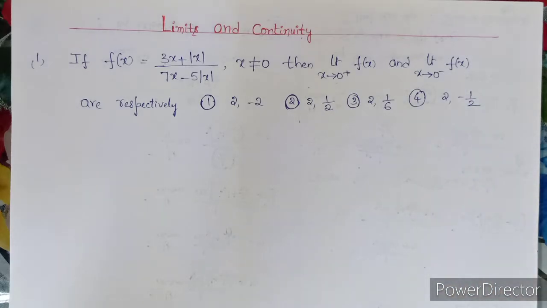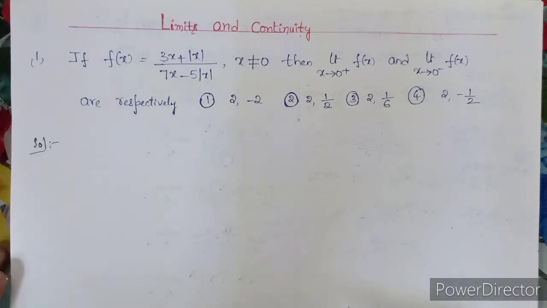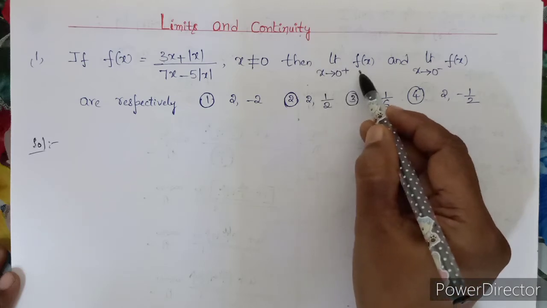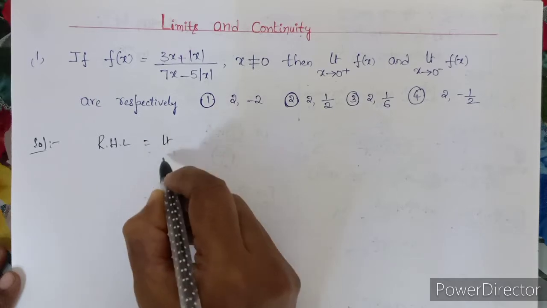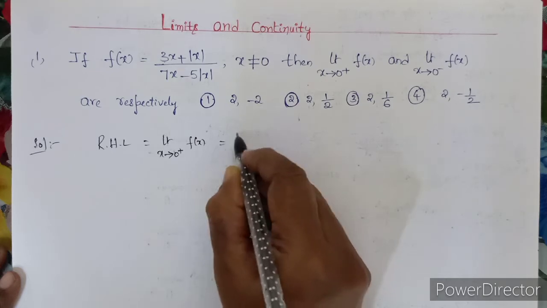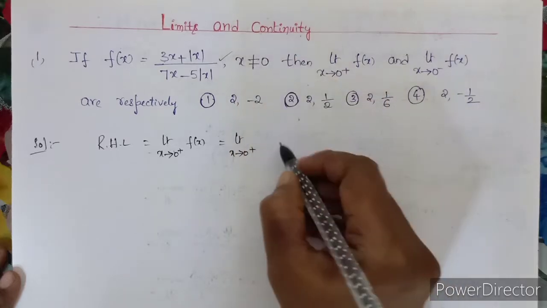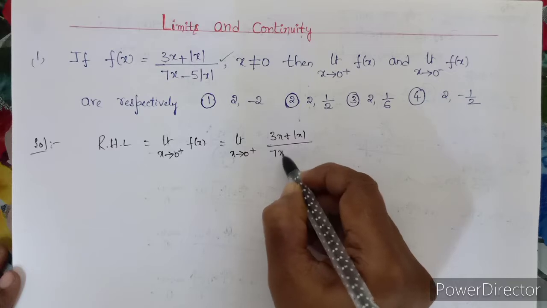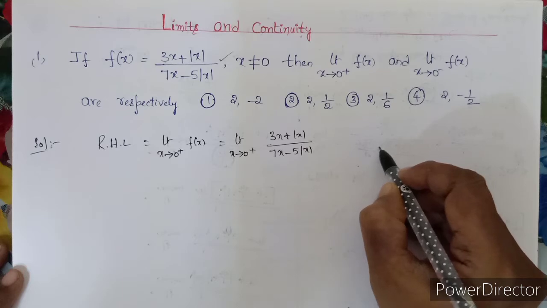Let us see the answer. First we find out the right-handed limit. Limit x tends to 0 plus f of x, where f of x is 3x plus mod x by 7x minus 5 mod x. So first we see the definition of mod x.